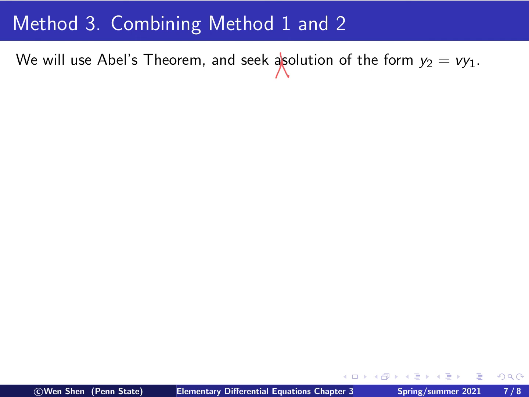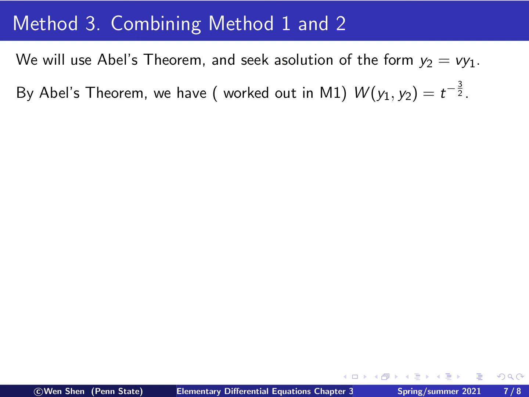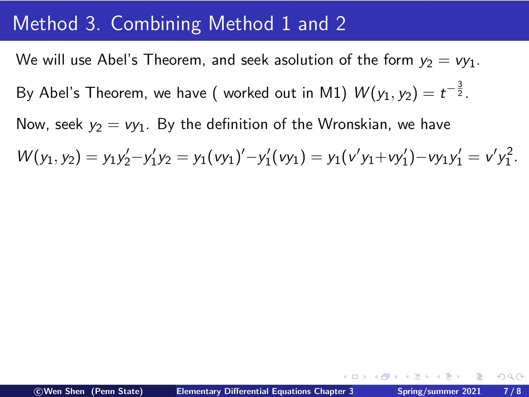Let's see. Okay, so first step, we apply Abel's theorem, and we find out that the Wronskian equals that. And this is worked out in method 1, so I just copy. And then in reality, you work this out. That is t to the power negative 3 over 2. Now, we seek the second solution, y2, to be v times y1.